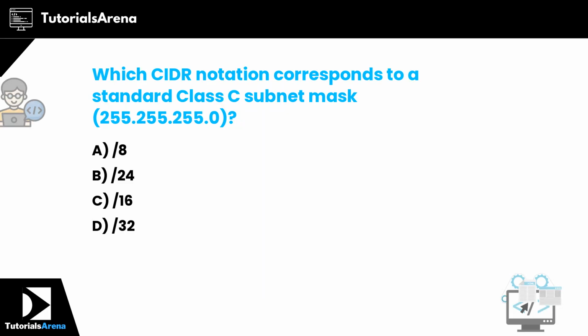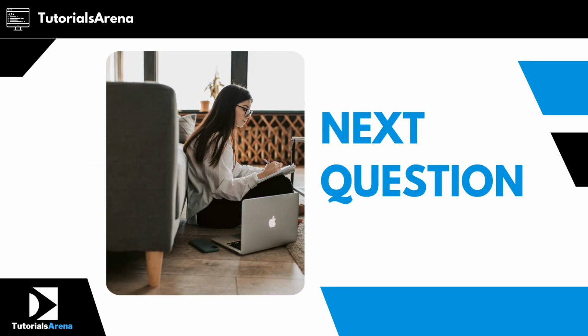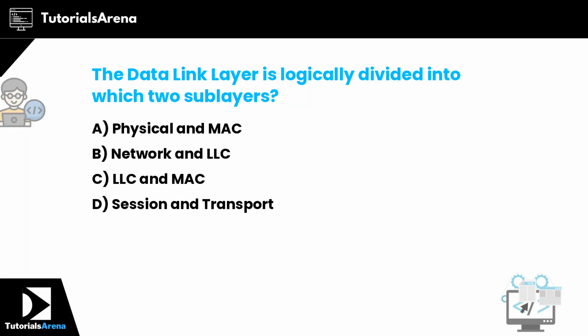Which CIDR notation corresponds to a standard class C subnet mask 255.255.255.0? The correct answer is option B, /24. The data link layer is logically divided into which two sublayers? The correct answer is option C, LLC and MAC.